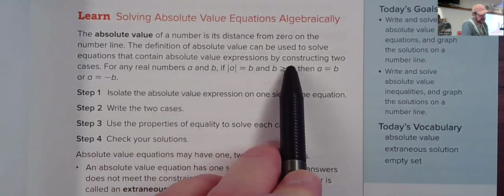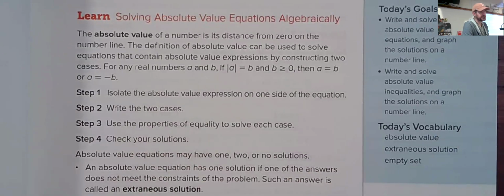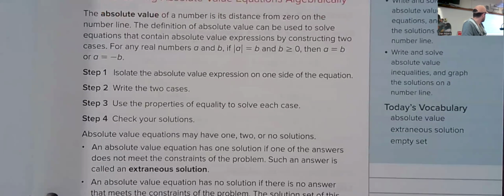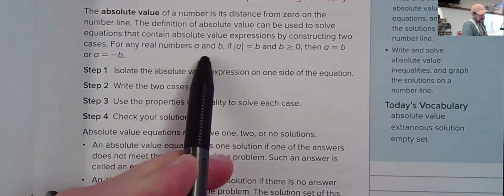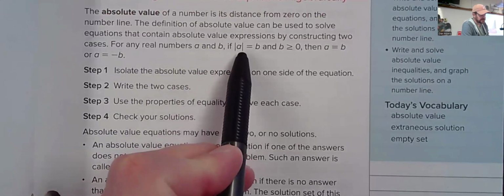expressions by constructing two cases. Every time you solve an absolute value equation or inequality, you must construct two arguments, which basically means you're going to write two separate equations for every single one of these problems. Because for any real numbers a and b, so if a and b are numbers, the absolute value of a equals b.